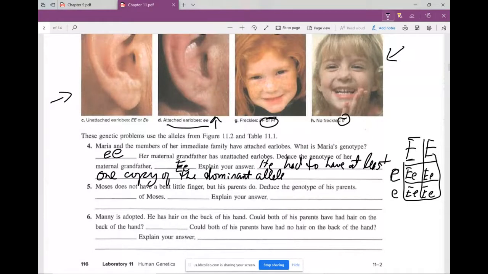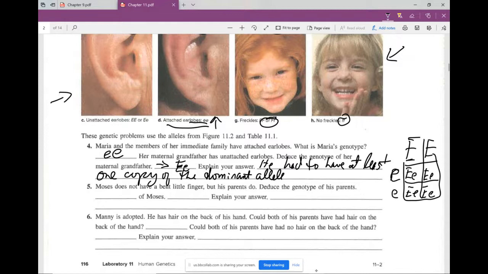So the grandfather has to be heterozygous. Can't be homozygous, right? Because we know that her mom is recessive. Her mom is recessive, and her mom's father had the dominant condition. But the only way that her mom could have been recessive is if both her maternal grandmother and maternal grandfather had the recessive allele.